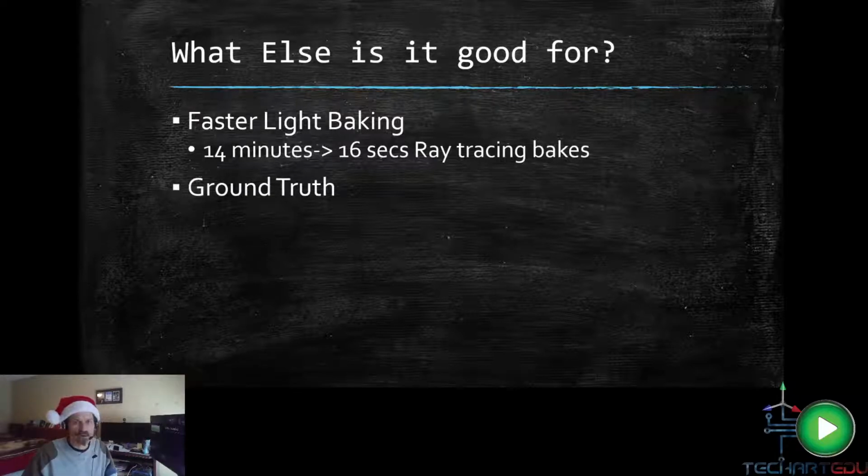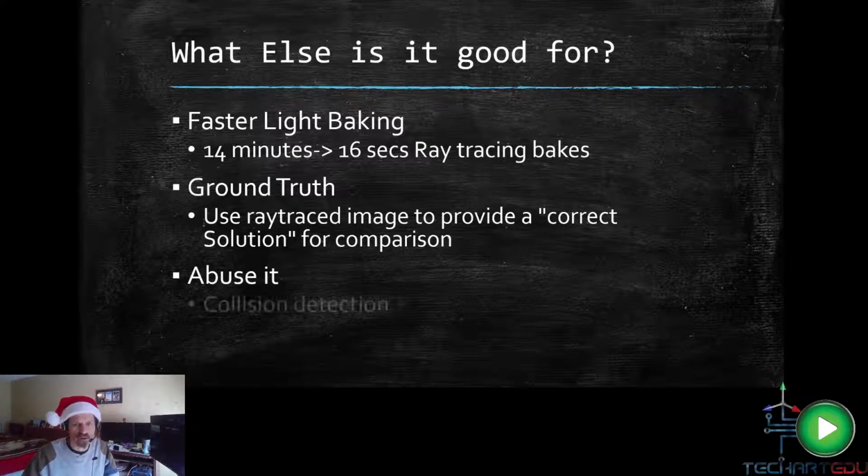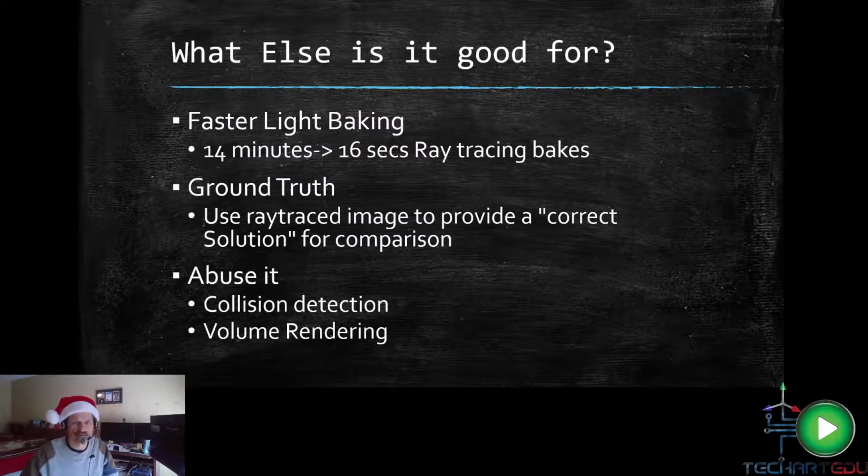Ground truth. Now, what is ground truth? Ground truth is the exact visual target you're trying to strive for that you really want to try to get, and producing a ray traced ground truth is going to be really good for creating that correct solution for comparison. Now, this is really good for developers when they're really developing new and improved rendering concepts. And I've seen other people go ahead and just abuse it, where they use ray tracing for collision detection and volume rendering and other such craziness.